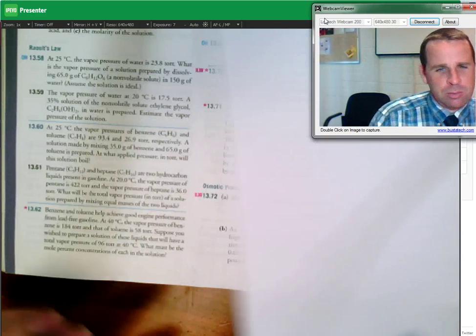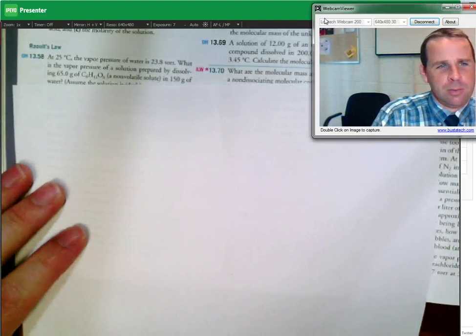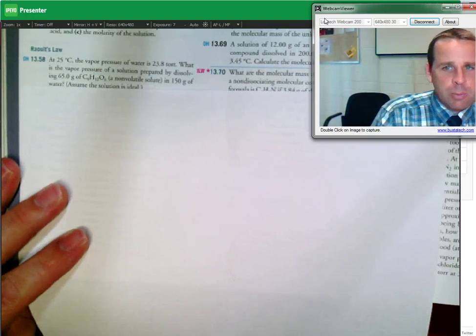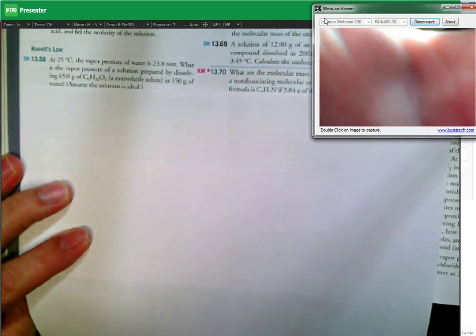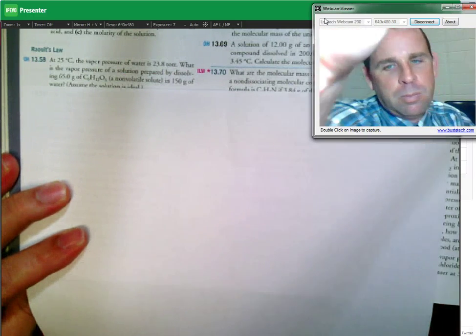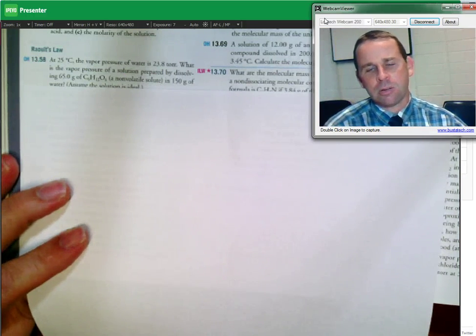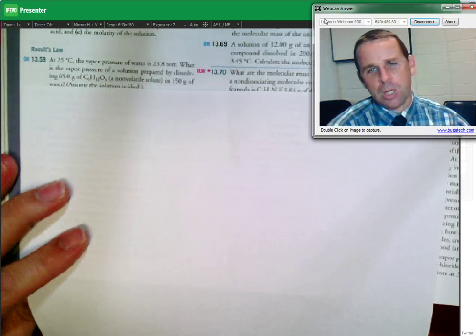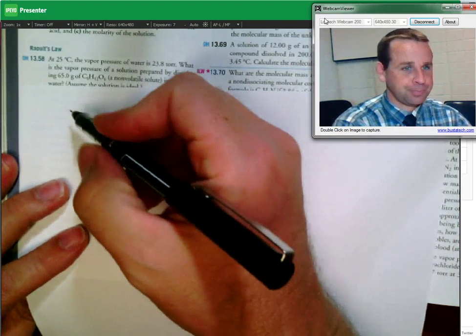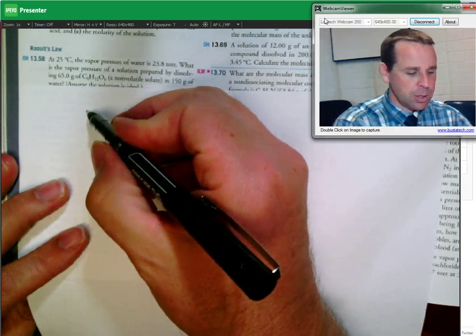Now, how is vapor pressure affected when you dissolve something in it? Well, if you think about it, the vapor pressure is going to be the average of the vapor pressures of the different things that are in the solution. So if I have water, for example, in a solution, I'm just going to draw a quick picture here.